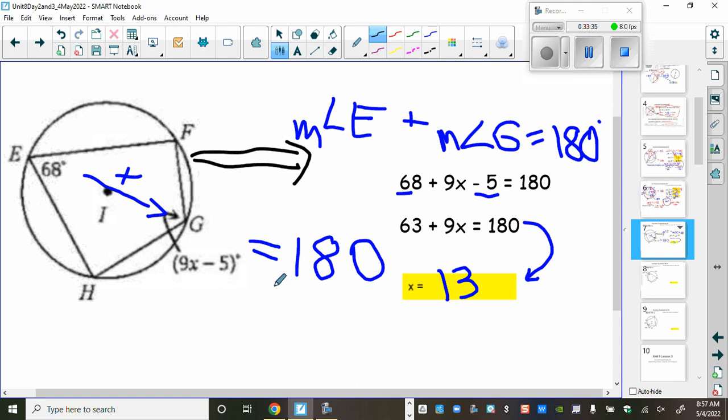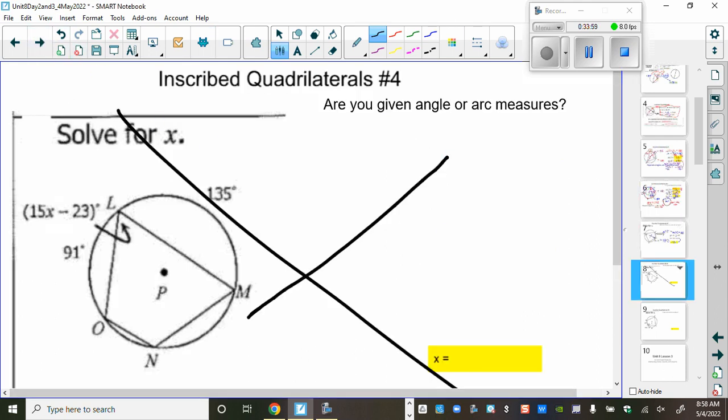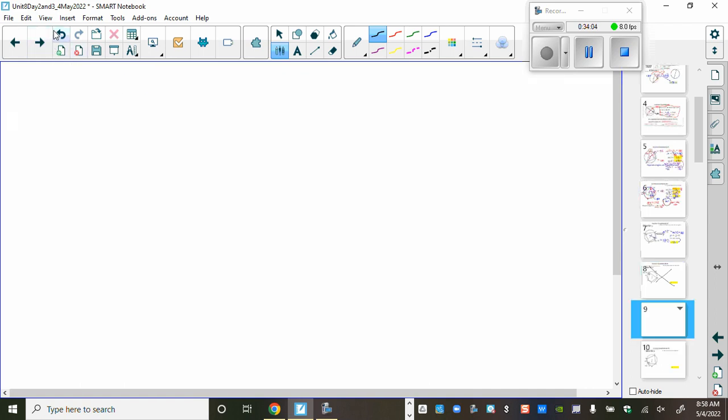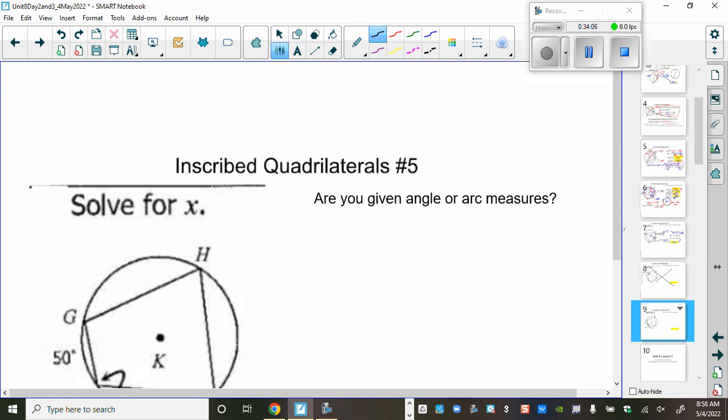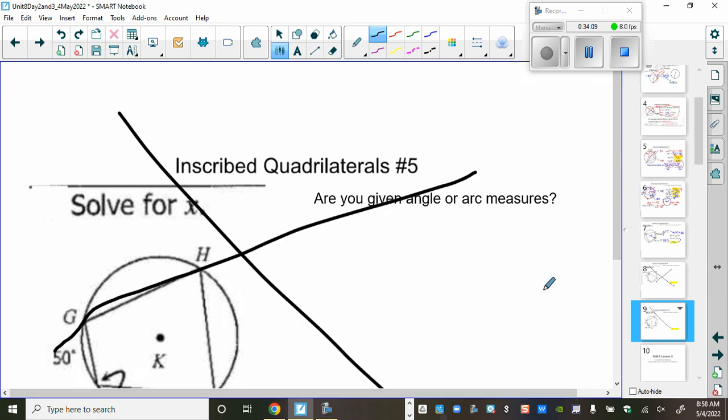All right. So last two, just cross out those last two. You're not even going to worry about them. As long as you understand the opposite angles add up to 180, that's all you need to know. All right. So you get them, the last two. Don't even bother. If you want to try them, you can, but you don't have to. Oh, nope, I don't want that. And this one, cross it out. You don't need that.